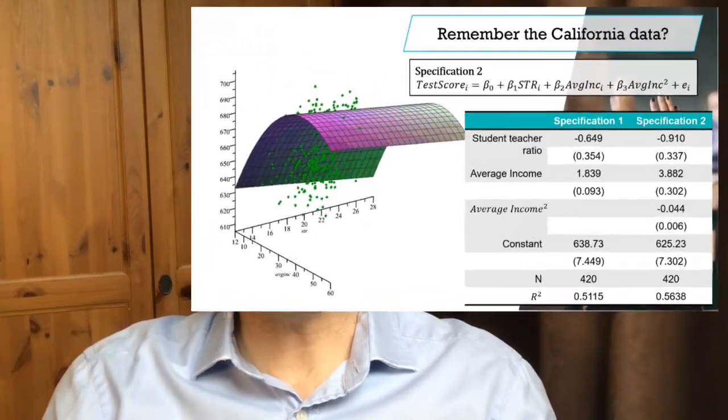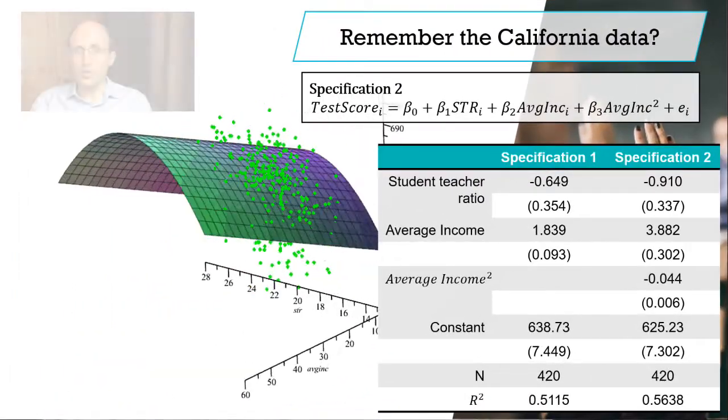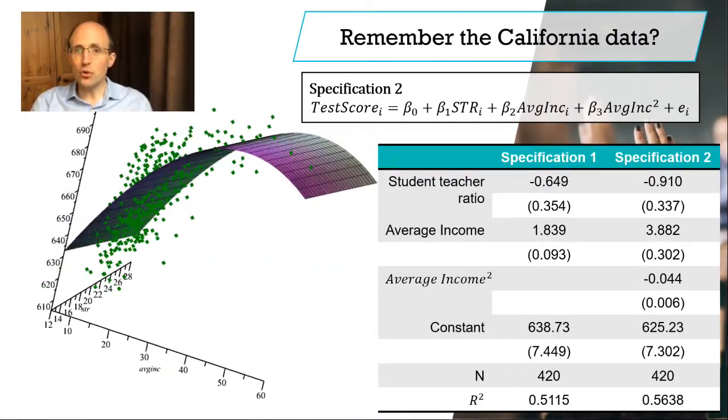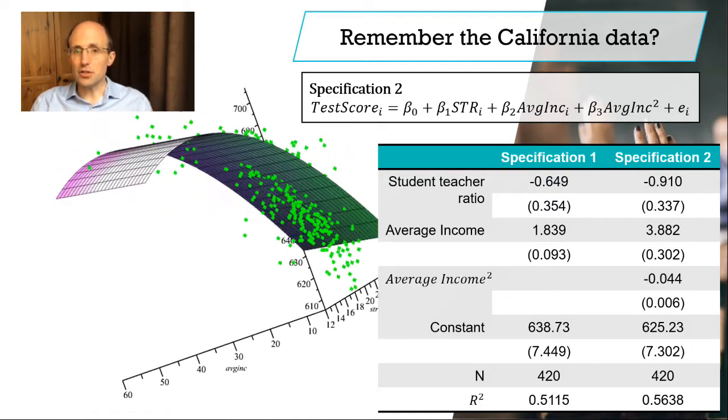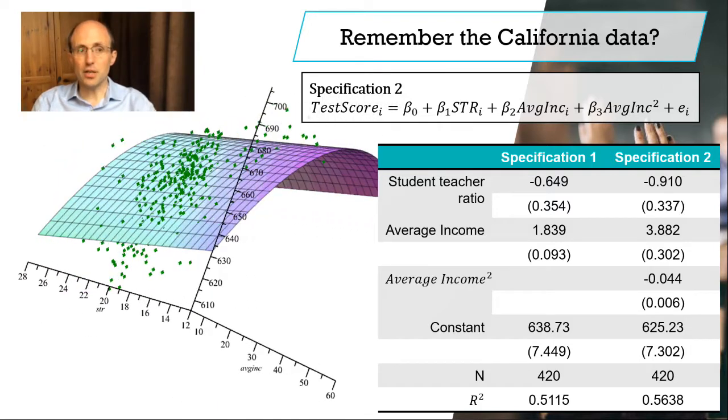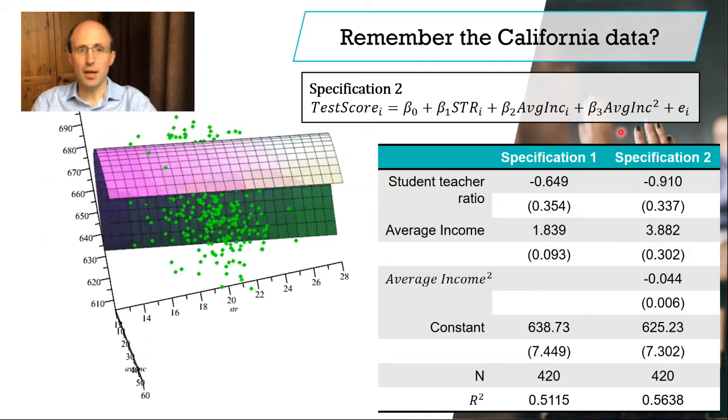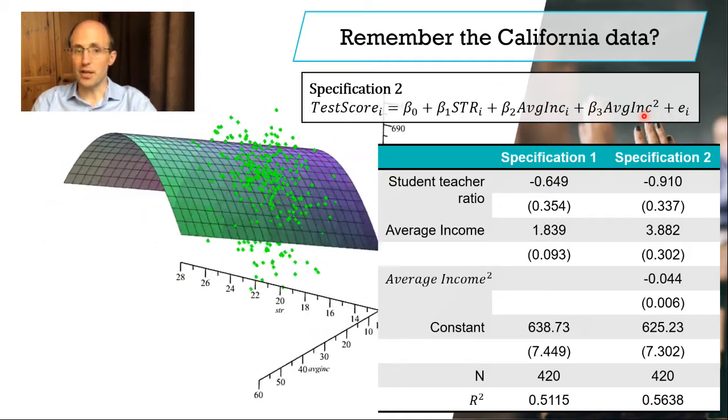In the last few sessions, we've introduced the idea of multiple regressions, where we've got more than one explanatory variable. And in the last session, we started talking about the California data that we've been looking at, where we have a non-linear relationship in terms of the average income. So we included both the average income and the average income squared term.